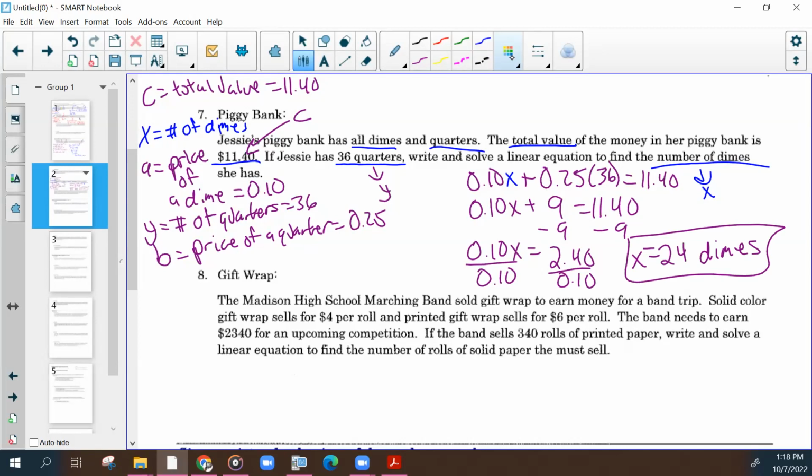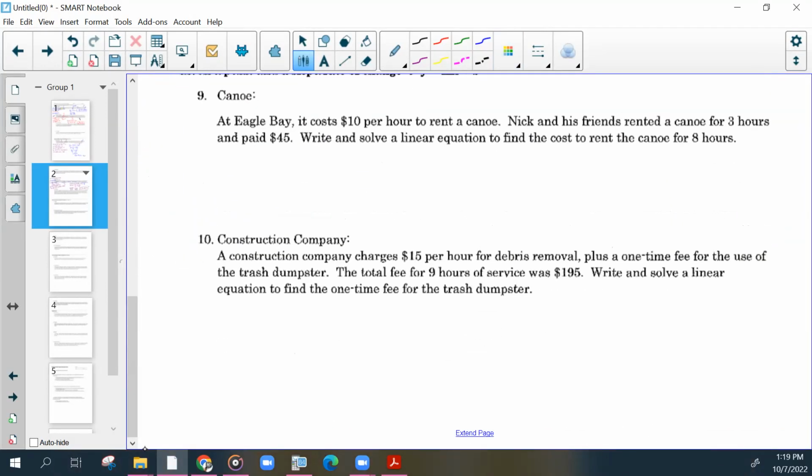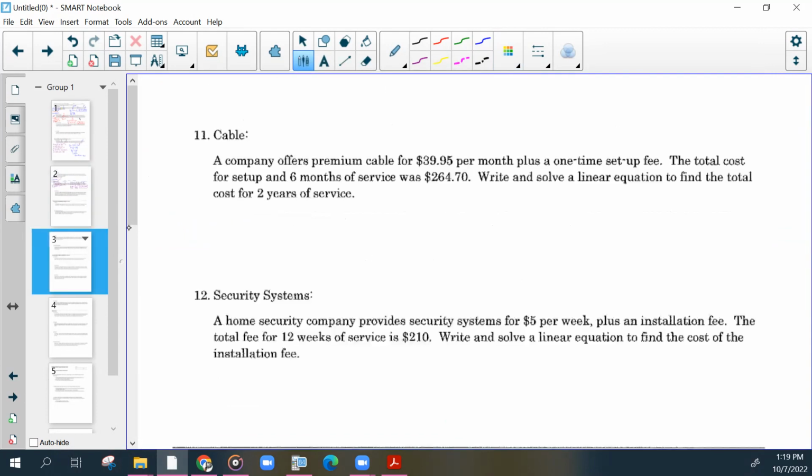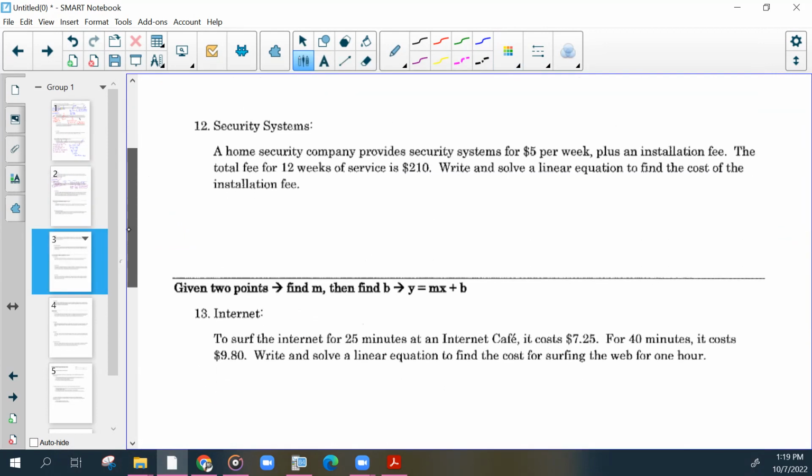Right. Moving on to the next section, we're going to do number 13. I'm sorry. I think I skipped one. Oh, that was 7. Oh, we're doing 10. My bad.